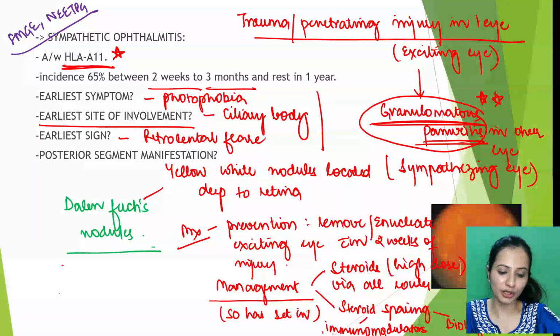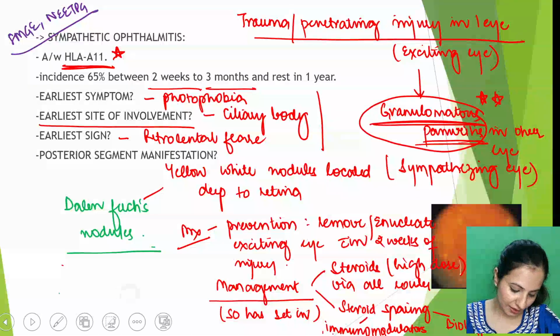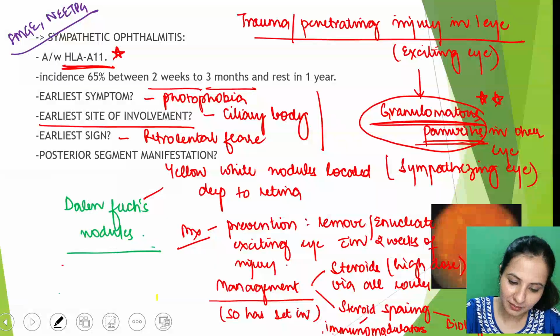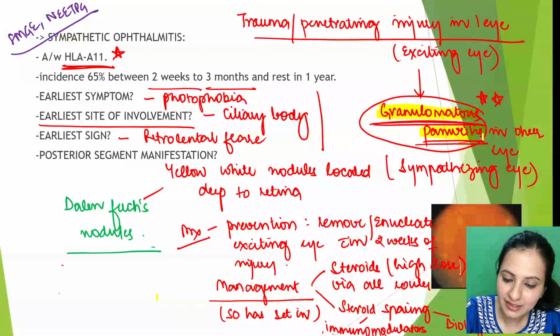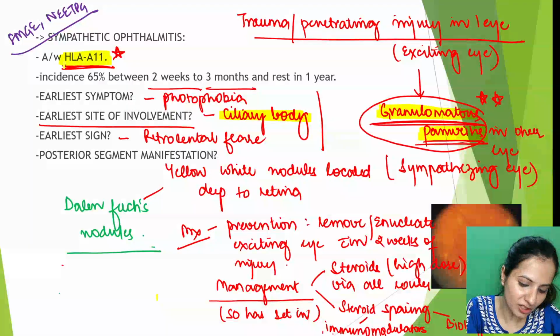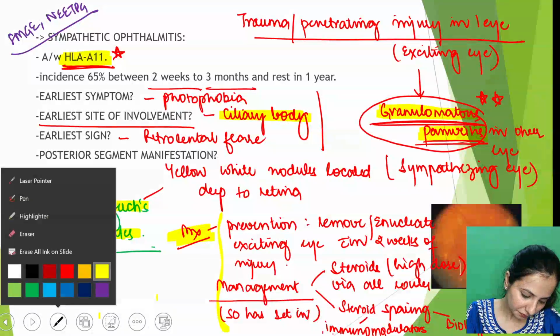So this is all you need to know of sympathetic ophthalmitis for your exam. If you ask me what is the most important part in this slide, number 1 is what type of uveitis it is, what the site of involvement is, what the HLA positivity is, and what our management is. So this is all that is important.